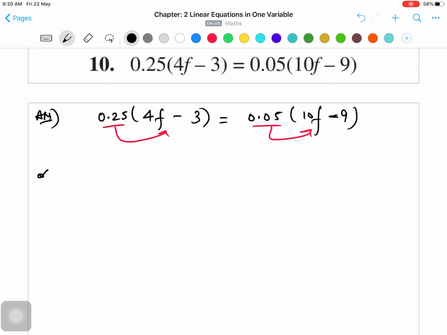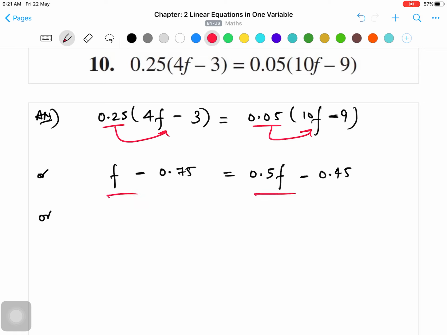So let's write. 0.25 into 4f will be 1f, or you can directly write only f. And 0.25 into 3 will be minus 0.75. On the other side, 0.05 into 10f will be 0.5f, and 0.05 into 9 is minus 0.45.